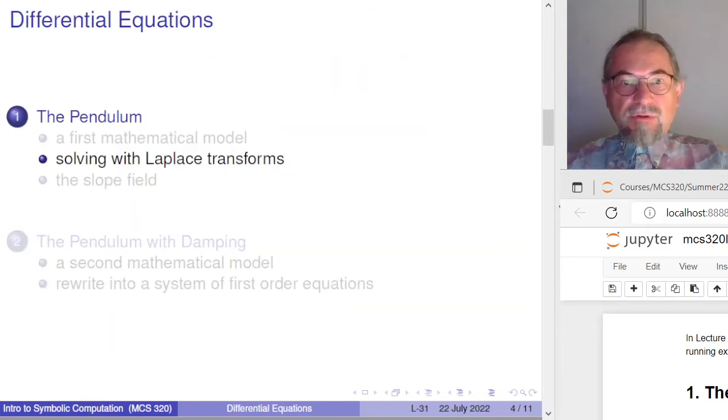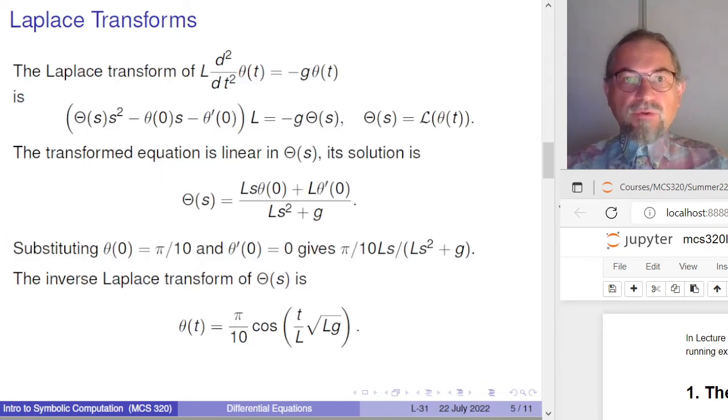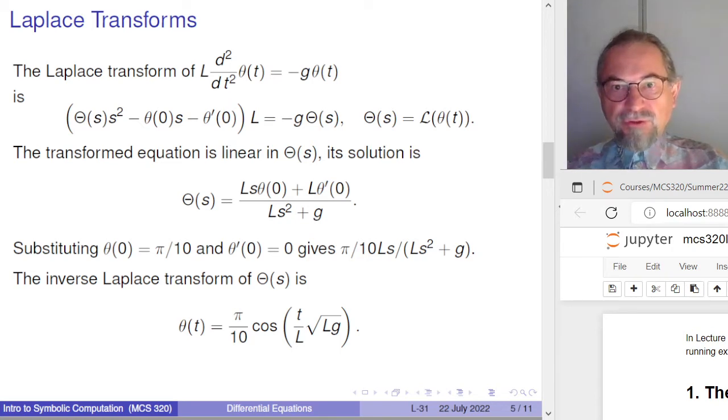Okay, so how can we solve this? We can solve this with Laplace transforms. So Laplace transforms go from the time domain into the frequency domain. We can see this as a formal rewriting, which is quite appropriate in this symbolic computing class. So we have a little theta as a function of t, and the Laplace transform is a big Theta in s. So s is a new variable, and the Laplace transform involves the initial conditions, so the initial displacement and the initial velocity.